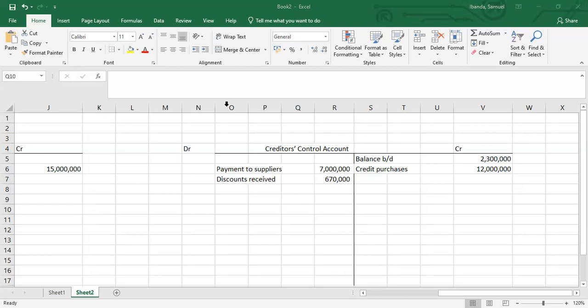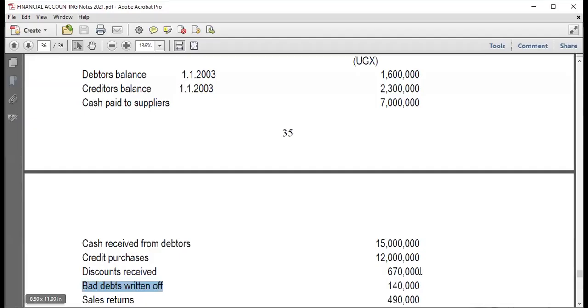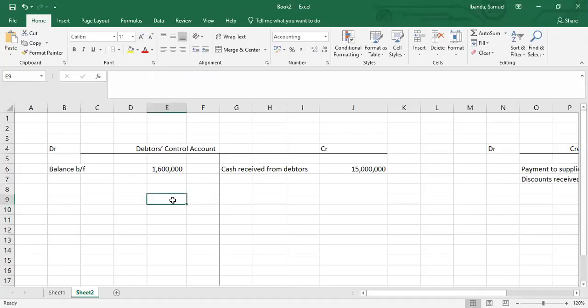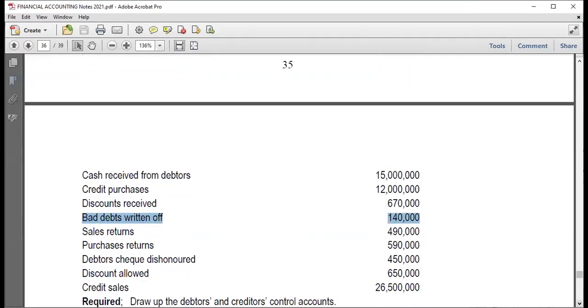I'll move on. The bad debts written off. Bad debts written off relates to sales or debtors, okay? And bad debts written off also reduce our debtors. Every time you write off a debtor, maybe because they have gone bankrupt or died, you should reduce your debtors. So anything that reduces debtors is actually credited. So I'll come and credit my value right there, okay? So you're seeing how I'm going systematically, okay? By the time I'm done with the question, I'm done with the two accounts.